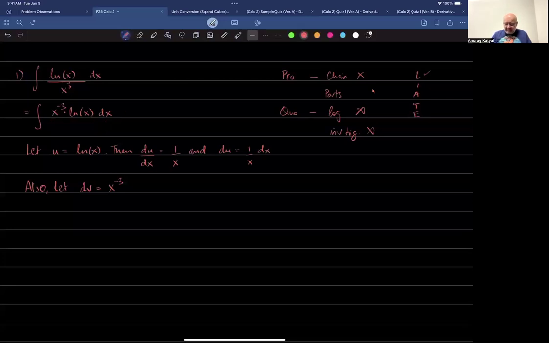Okay. Well, if this is what my dv is, dx, then v will be the antiderivative. So you anti-differentiate both sides. So the antiderivative of x to the negative 3 using power rule would be add 1 to the power. So negative 3 plus 1 is negative 2. And you divide by the new power, divided by negative 2.